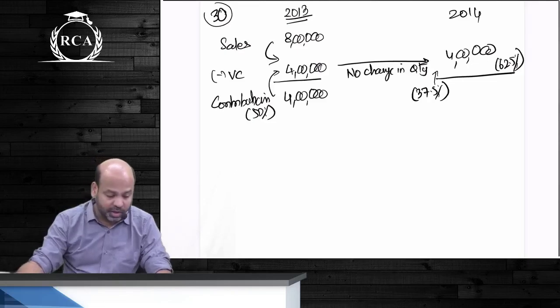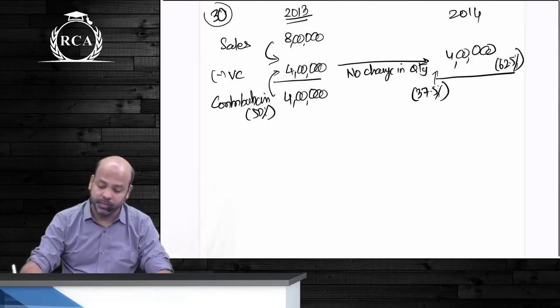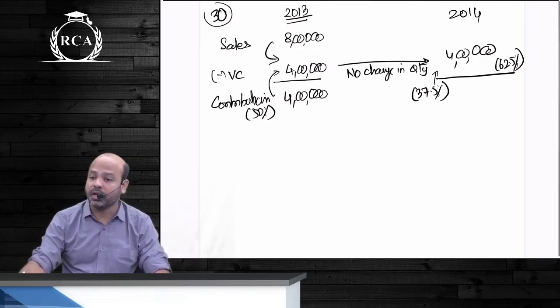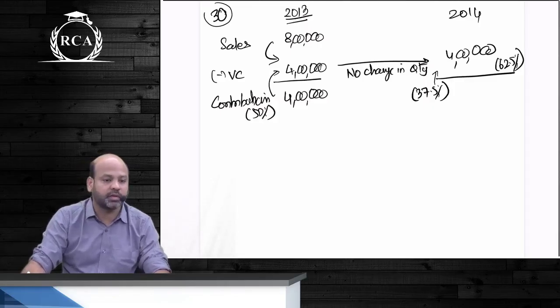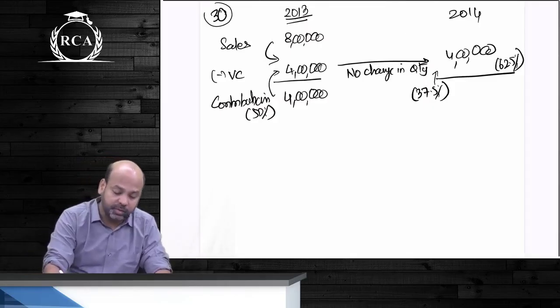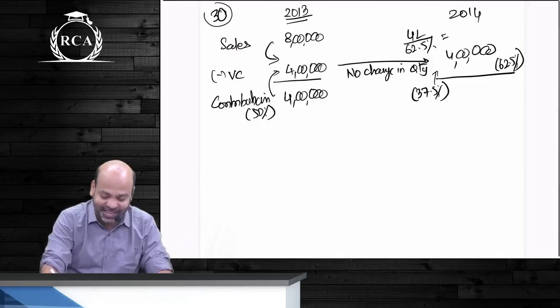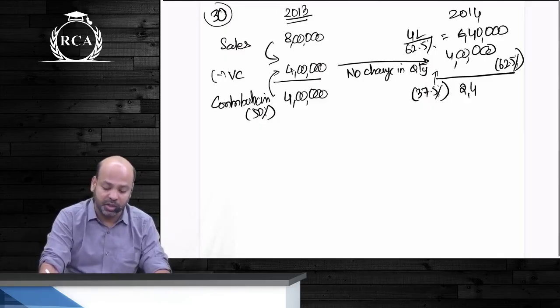Once that comes, beta, you will get all the details for the next year. The only hint in the entire question is arriving at the fact that there's no change in total quantity. Is your manan complete? So the sales would be 4 lakhs divided by 62.5%. This will be how much? 6 lakhs 40,000. Once this comes, you know contribution for the next year is 2 lakh 40,000.